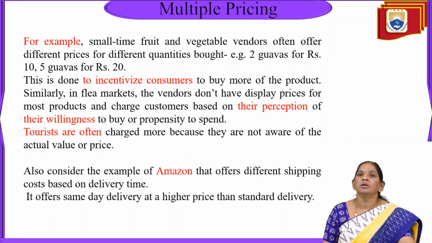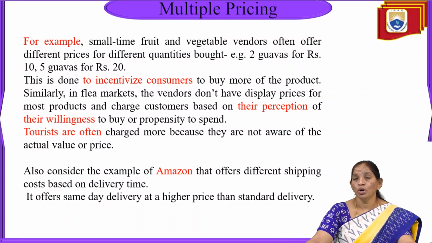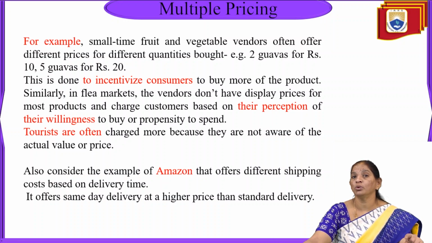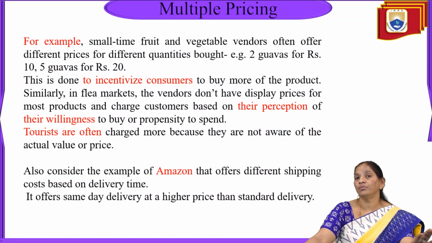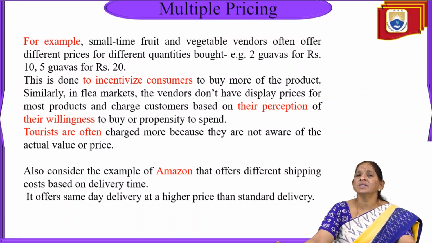For example, a small-time fruit and vegetable vendor offers different prices based upon the quantity. When I take 2 guavas, maybe he will charge 10 rupees, and when you bargain for 5 guavas, maybe he'll charge 20 rupees. That means 1 guava is extra when I go for 20. In this way, he wants to incentivize the customers to buy more of the product.